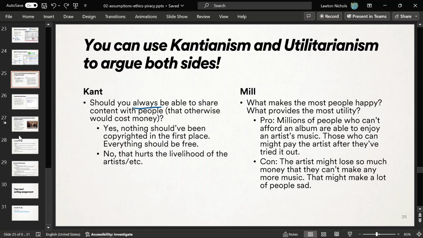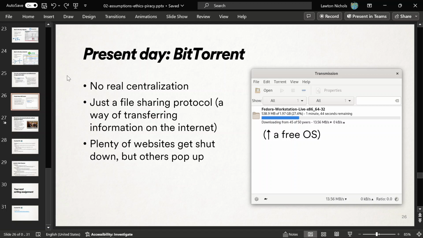All right? So let's talk about present-day piracy. I would argue that BitTorrent is the biggest way that people pirate things these days. So let's talk about that. BitTorrent is kind of interesting. You can't really shut it down because there isn't any real centralization to BitTorrent. It's just people connecting to other people's computers, and the only way to take something off the BitTorrent network would be to delete it from everybody's hard drive all at once, and that's impossible.